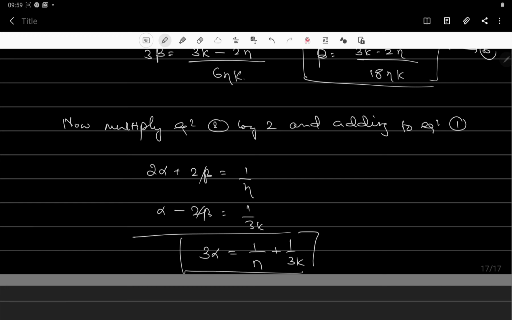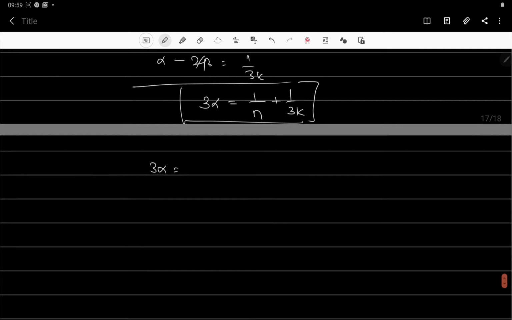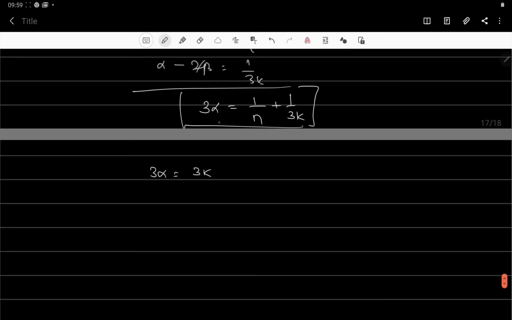Therefore 3 alpha equals, taking the common denominator, 3k plus eta divided by 3 eta into k. Or we can write alpha equals 3k plus eta divided by 9 eta k. This is one term.